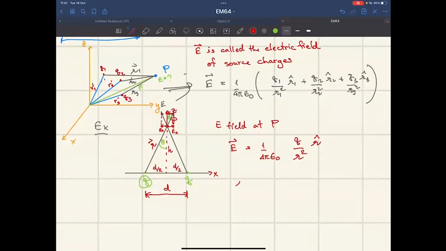So R is what? Here we have a Pythagoras, a normal triangle. So our R is very simple here. Our R is equal to the square root of H squared plus (D over 2) squared. All right.